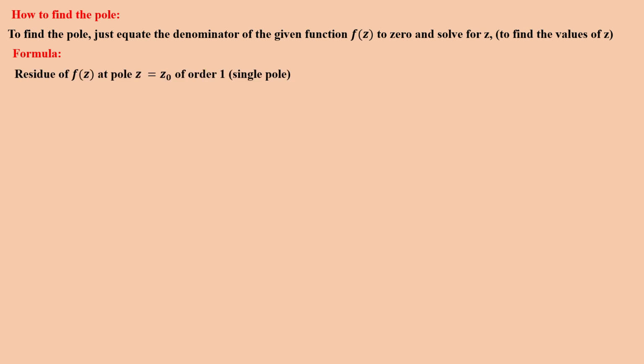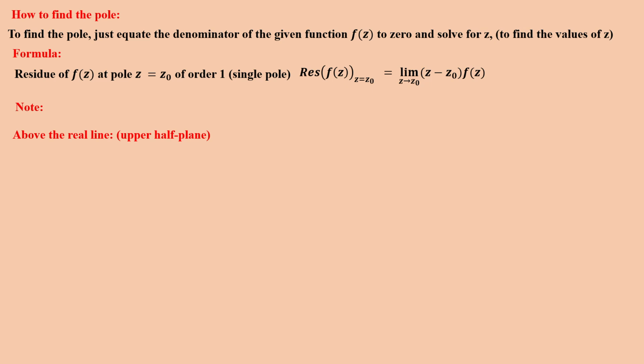Now, the residue of f(z) at the pole z equal to z0 of order 1, the single pole formula. We are using this only, so this is enough for our part. That is what I am taking here, order 1, single pole formula. Residue of f(z) at z equal to z0 is equal to the limit as z tends to z0 of (z minus z0) times f(z).